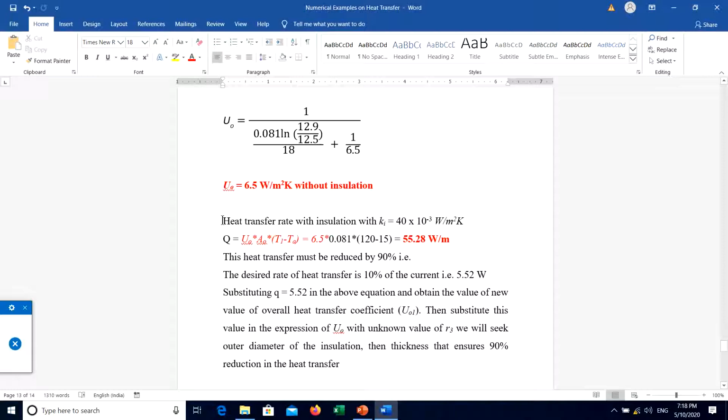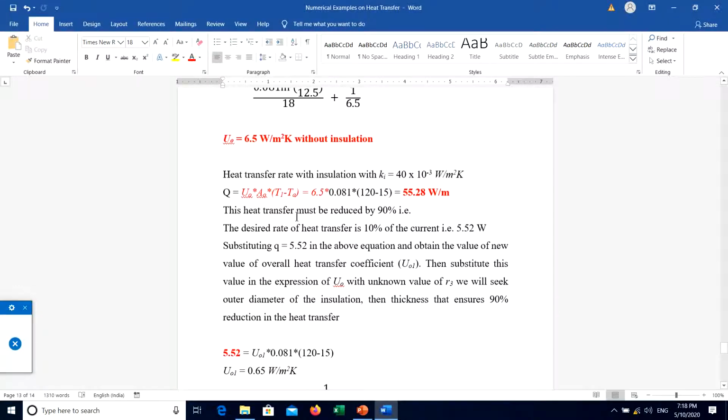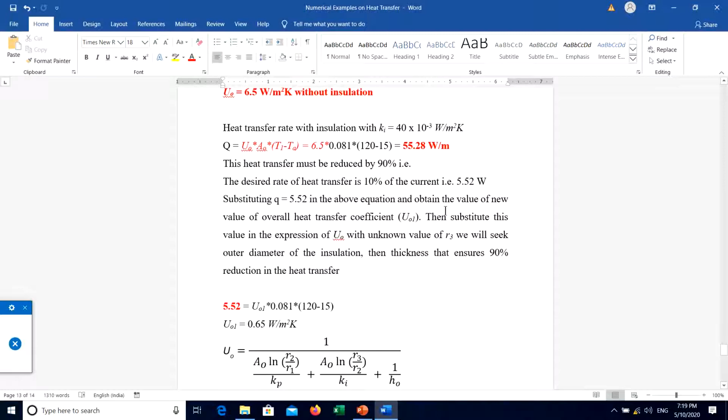Okay. Now, heat transfer rate with insulation having ki equal to 40 into 10 raised to minus 3, what will happen? So why are we adding insulation here? The current heat transfer rate has to be reduced by 90%. So if I reduce this by 90%, it becomes 10%. So the desired rate of heat transfer is 10% of the current value, that is 5.52. So 10% of this is 5.52 watt. Now substituting Q equal to 5.52 in the above equation and obtain the new value of the overall heat transfer coefficient, that is Uo1.